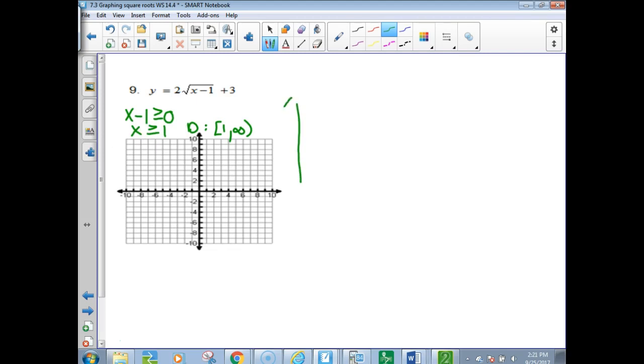And you make your t-chart. Put in a 1. Whatever this says, the first number, you'll get 3. Then if I put in 2, that would be okay. 2 minus 1 is 1. Square root of 1 is 1. 2 times 1 is 2. 2 plus 3 is 5. Put in a 5. 5 minus 1 is 4. Square root of 4 is 2. 2 times 2 is 4. 4 plus 3 is 7.